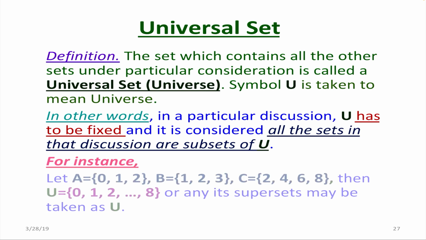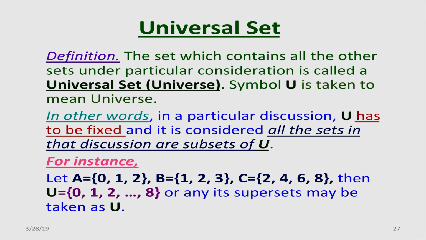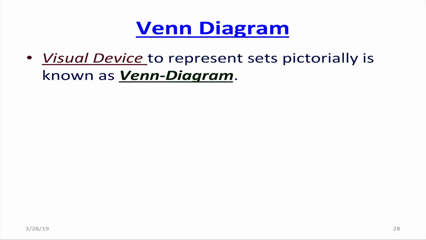In other words, in a particular discussion, U has to be fixed, and all the sets in the discussion are considered subsets of U. For instance, say we have set A containing 1, 0, 2, set B containing 1, 2, 3, and set C containing 2, 4, 6, and 8. Then U containing the elements 0, 1, and all the way up to 8 is going to be the universe, or any other superset might also be taken as the universe.